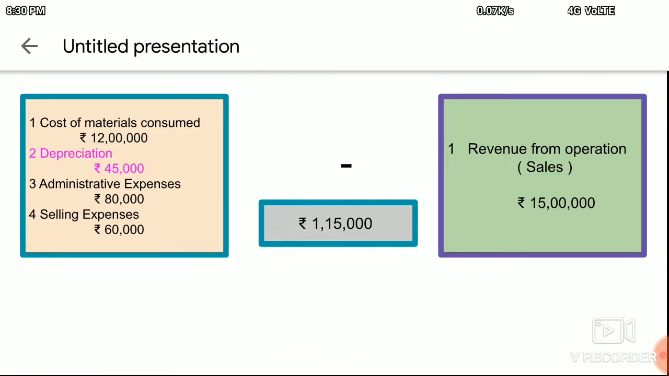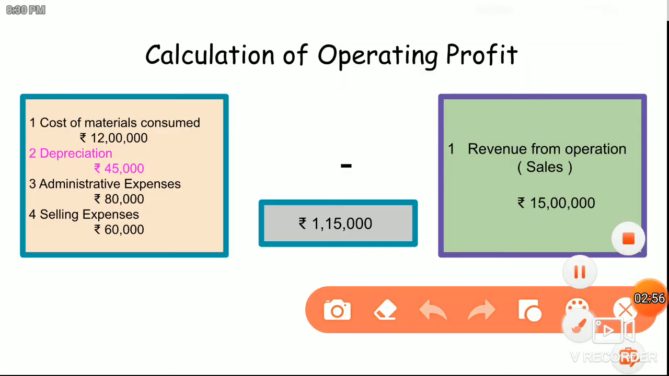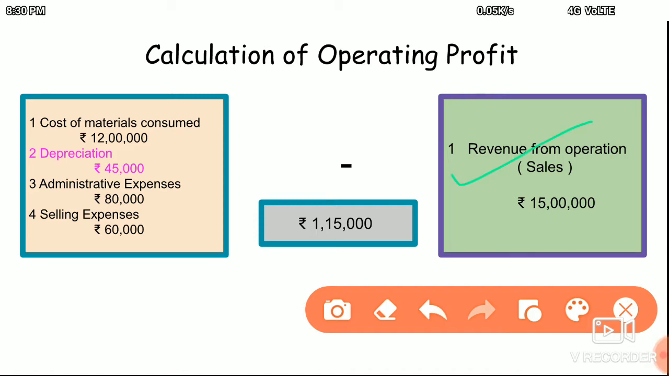So let me show you the simple way of calculating. When we calculate in the simple way, we show those items which are operating in nature and are purely cash. For example, there will be an inflow of cash from revenue from operations of 15 lakh, and we will take cost of materials consumed as an outflow of 12 lakh. We will take administrative expense of 80,000 as an outflow of cash, and selling expense of 60,000 as an outflow of cash. We will not take depreciation because there is no actual cash outflow from depreciation.